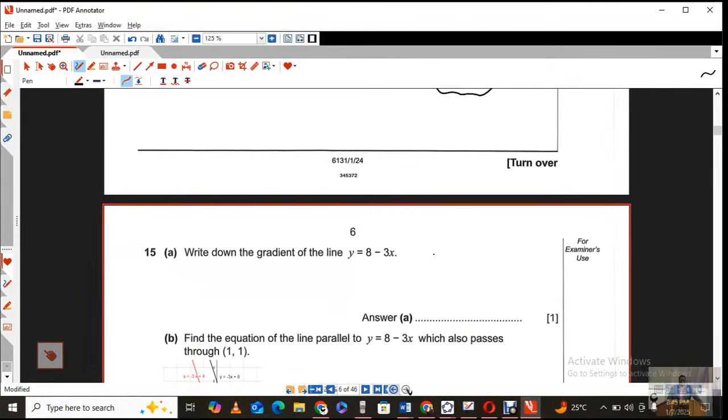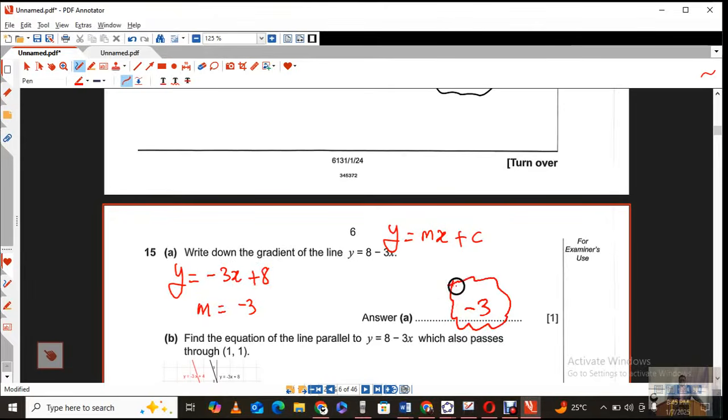Right, write down the gradient of the line. So in this question, I would advise you to rewrite this in the form y equals mx plus b or plus c. Okay, we're going to use c. The m value is our gradient, so if I was to rewrite that, it's y equals, it's now minus 3x comes in front of the positive 8. So the gradient m is nothing here but negative 3. So write it in gradient intercept form.